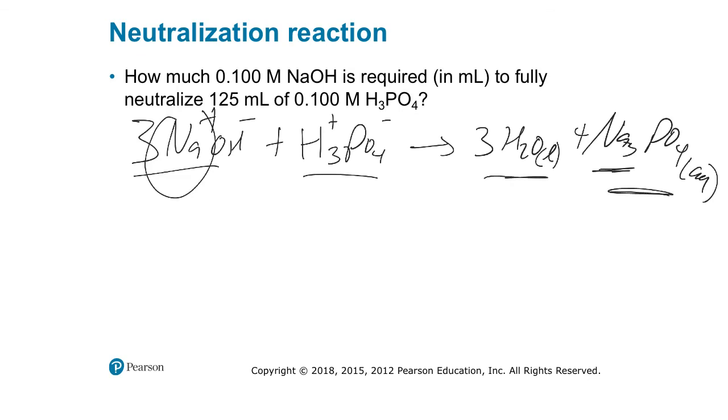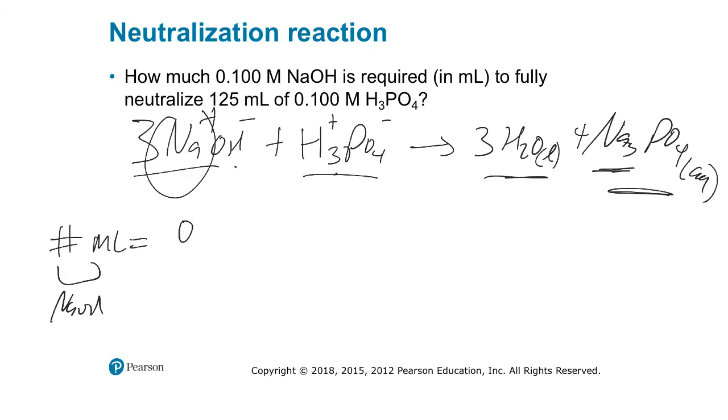And so what we can do is ask how much of 0.1 molar sodium hydroxide is required to fully neutralize this given quantity of 125 mL of H3PO4. We can make a BCA chart. I'm going to use a dimensional analysis step. So how many milliliters of the NaOH solution is needed, that's what we're looking for, is required to fully react with all this H3PO4.